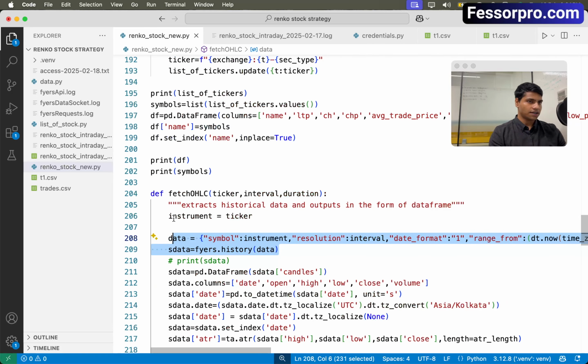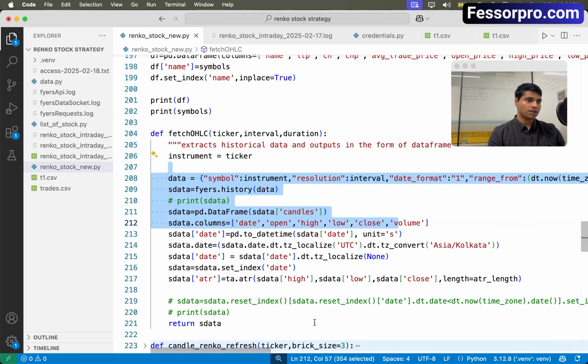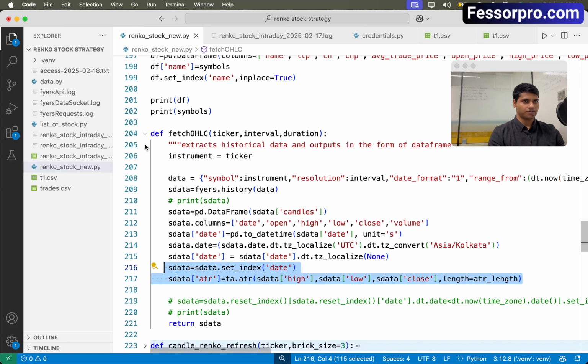You should just understand that if I call this function, it will fetch the historical data from the server, and then it will also calculate ATR. So you can see I'm also calculating ATR. This is something you can remove, but I'm still calculating it. So fetch OHLC is simply going to fetch historical data for a given ticker, where you have to specify the time frame and the duration, how much data you want.